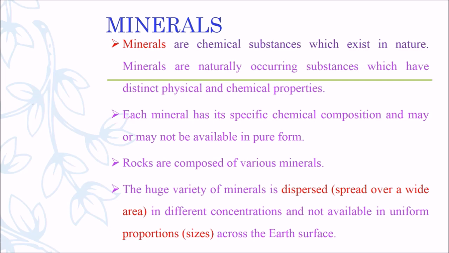Each mineral has its specific chemical composition and may or may not be available in pure form. Rocks are composed of various minerals. The huge variety of minerals is dispersed. Here, dispersed means spread over a wide area in different concentrations and not available in uniform proportions across the Earth's surface. Here, proportions means sizes.